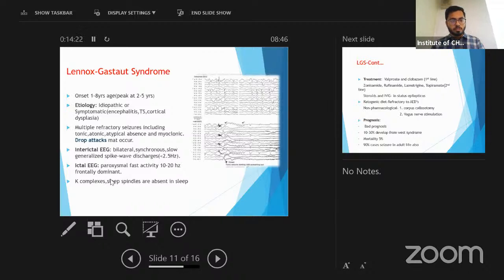Interictal EEG shows bilateral, synchronous, slow, generalized spike wave discharges which are less than 2.5 Hz. Ictal EEG shows paroxysmal fast activity of 10 to 20 Hz, which is frontally dominant. Usually in NREM sleep, we can see that the K complex and sleep spindles are absent in case of Lennox-Gastaut syndrome.